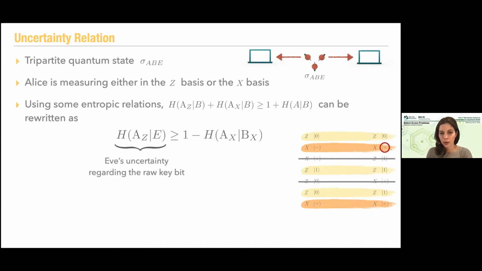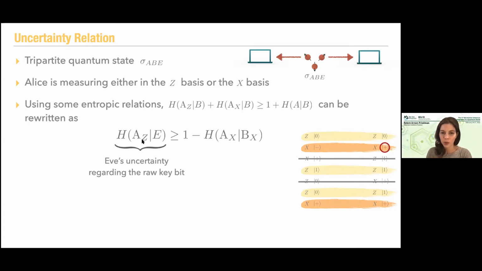So again, this is our protocol. Okay, so this is what we see here. What we have on the left-hand side is Eve's uncertainty regarding the raw key bit. This is when Alice is measuring the Z basis. This is what will construct the raw key, and E here is Eve's quantum system. So this is how much she knows about Alice's outcome. This is how much Eve knows from her quantum system about Alice's outcome.